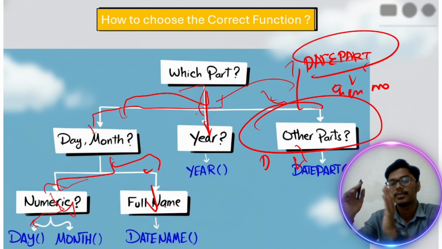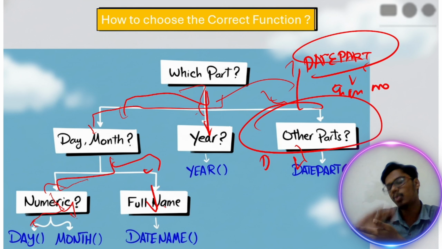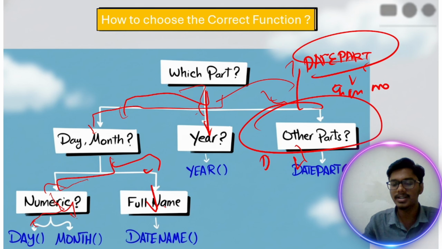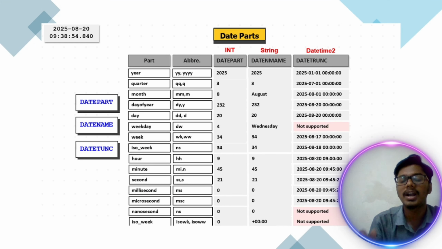And the second part, if you only want the year, just go with the year function. And for the other parts, just go with the date part function. That's all about this theoretical session and these sketches, and you can just go through this image.